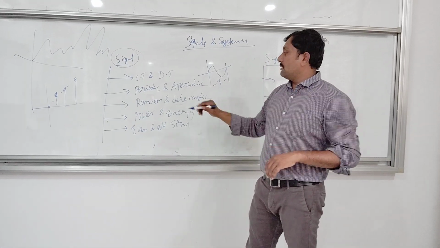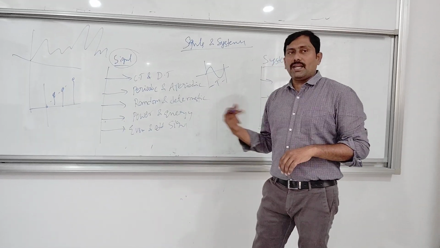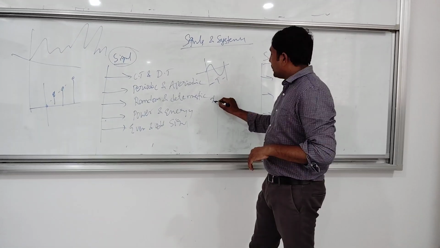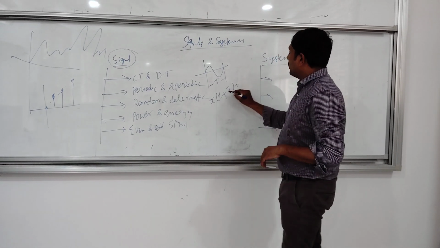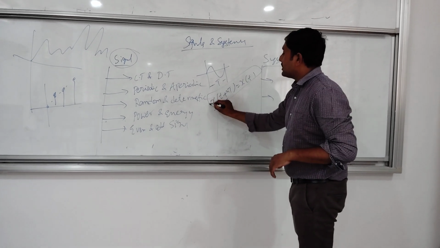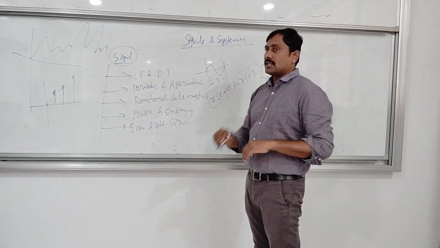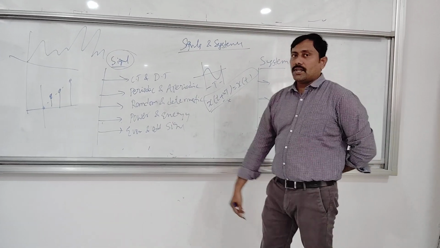If it repeats at regular intervals of time with respect to the time period, I can say it is periodic. In the same way, for a periodic signal, x of t plus nT is equal to x of t. If a signal satisfies this case, then I can say the signal is periodic. If any signal does not satisfy this case, then I can say it is an aperiodic signal.